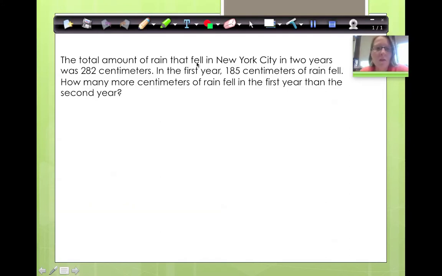Okay. The total amount of rain that fell in New York City in 2 years was 282 centimeters. In the first year, 185 centimeters of rain fell. How many more centimeters of rain fell in the first year than the second year? So what do I have to know? First, I need to know how much it rained in both years, and then I can find out how much more rain fell in the first year. If more rain fell the first year, then I'm guessing that the second year is going to have a smaller number than 185 centimeters.